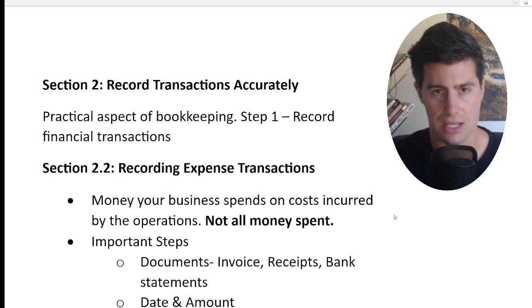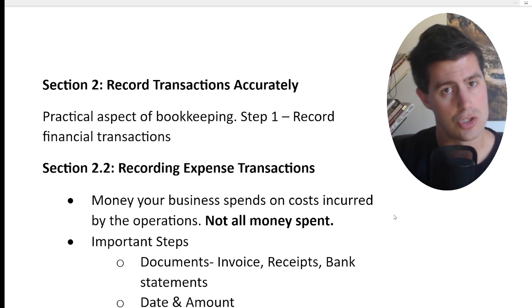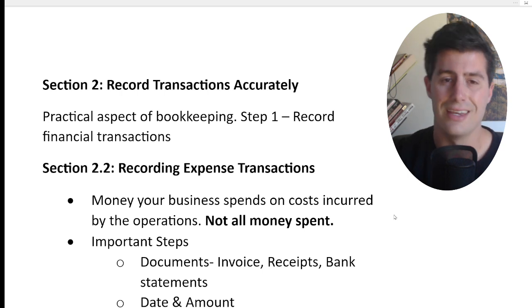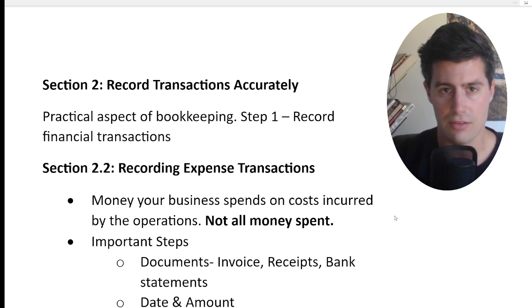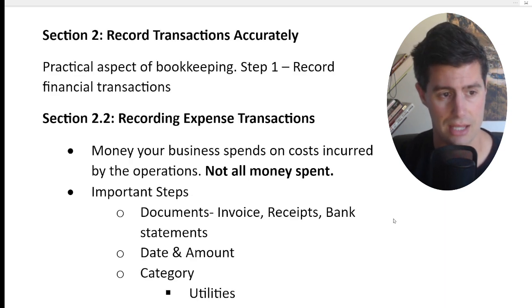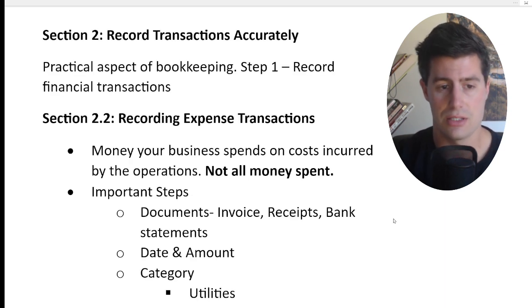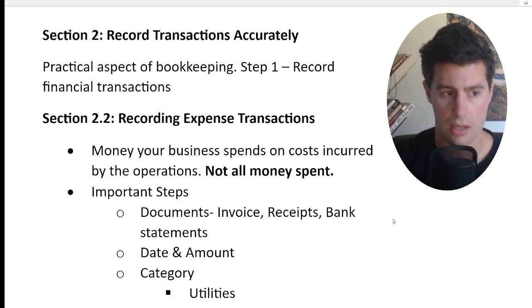A specific example would be if you spend $50,000 to buy a truck for your business. Yes, you're spending $50,000, but that specific transaction is not an expense. In a later video, I will explain what kind of transaction that would be and how you would categorize that. But this is money spent on costs incurred by the operations of the business.